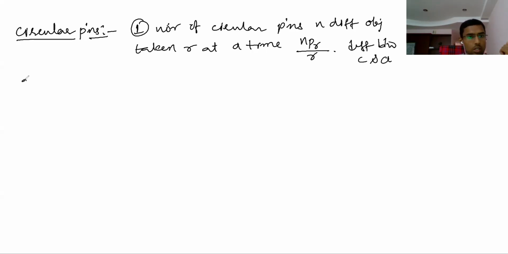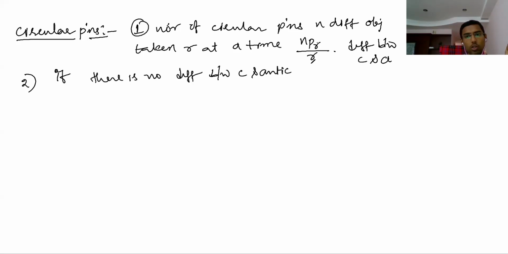Number two is the number of circular permutations of n different objects taken r at a time if there is no difference between clockwise and anti-clockwise direction. Then this is nPr by 2r. By 2 you should do half of it.